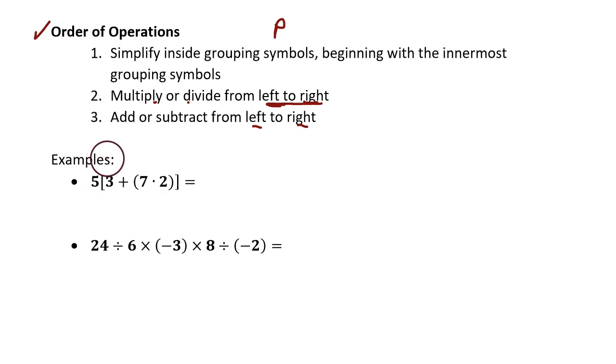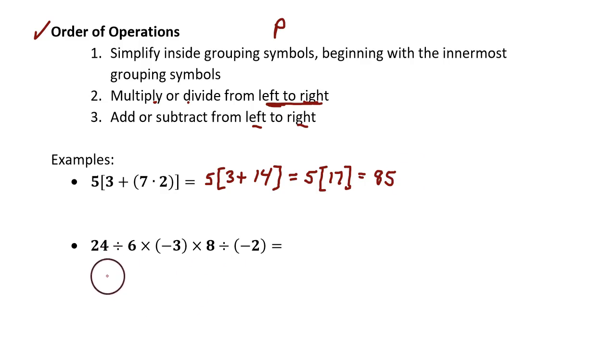Let's try some examples. There are some parentheses, and in the parentheses, we can figure out what 7 times 2 is. It makes 14. So this problem is equal to 5 times the bracket, 3 plus 14. The other grouping symbol is the bracket. Let's figure out what's in there. This is equal to 5 times, and 3 plus 14 is 17. Finally, 5 times 17 is 85.